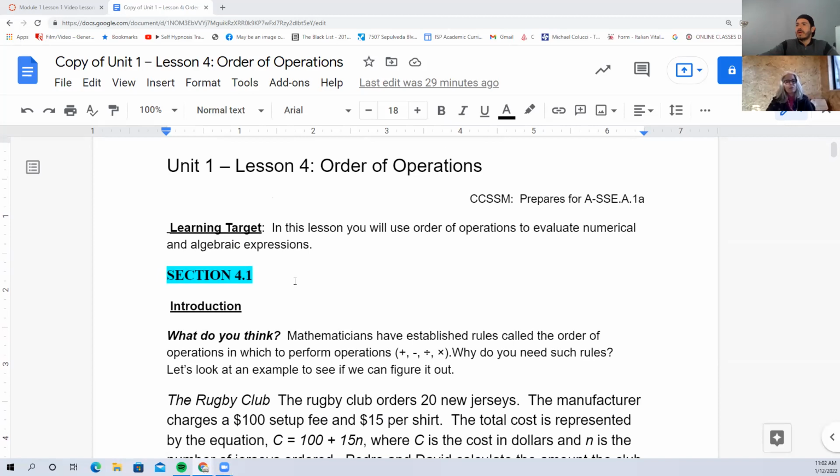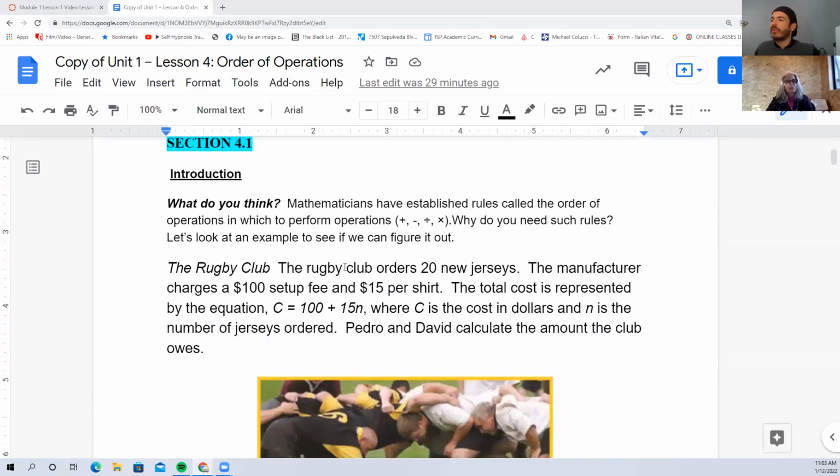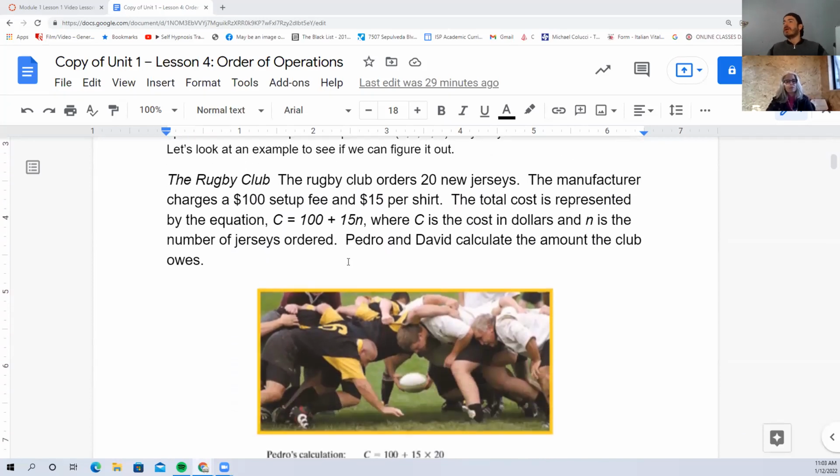Unit 1, lesson 4, learning target. In this lesson, you will use order of operations to evaluate numerical and algebraic expressions. Okay, let's look at the rugby club example here. The rugby club orders 20 new jerseys. The manufacturer charges a $100 setup fee and $15 per shirt. The total cost is represented by the equation C equals 100 plus 15N, where C is the cost in dollars and N is the number of jerseys ordered. Pedro and David calculate the amount the club owes.